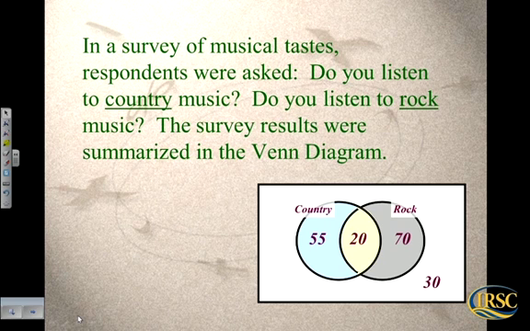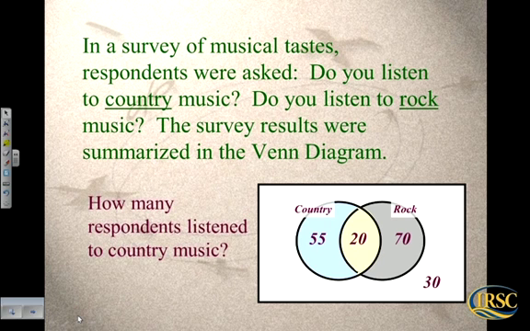So you want to fill in what you see in the Venn diagram. Based on the survey results, you want to be able to answer a series of questions. First question being, how many respondents listen to country music? Okay, 75 is correct. Good. Where did you get that number from?